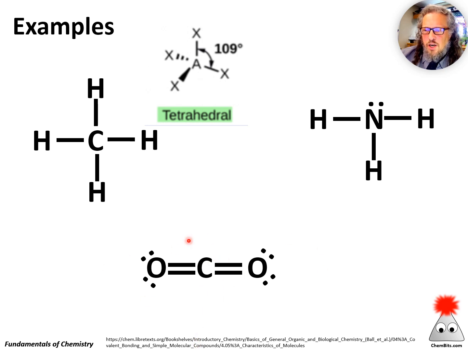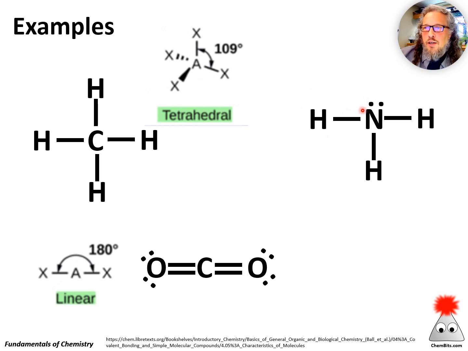If we get on to carbon dioxide, right? Carbon dioxide now has 1, 2 regions of electron density. They're double bonds, but each double bond still only counts as 1 region of electron density. 2 regions of electron density, no lone pairs again. So we've got a linear molecule. You would expect a 180-degree bond angle there.